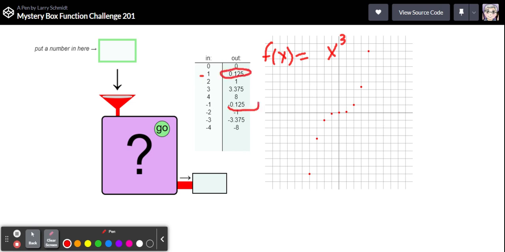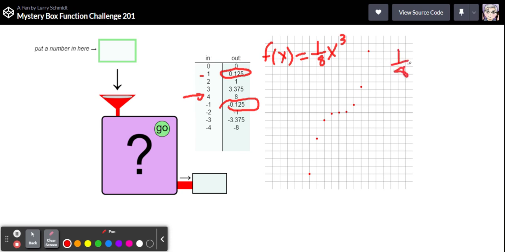And when I'm at -1, I'm at -0.125. That is 1/8. So I think our equation is 1/8 times x cubed. But we've got this lovely point right here. Let's go ahead and put in a 4 and see what happens.